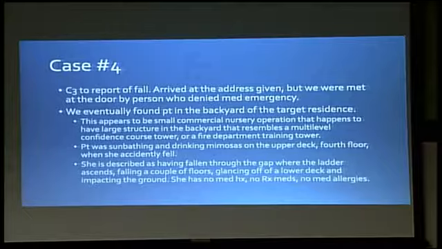It's a multi-level structure. It looks like they were described by fire as a multi-level confidence course tower or a fire department training tower. It's pretty big. And the patient was sunbathing, drinking mimosas on the upper deck, which is 4 stories up, when she fell. What she did was she stepped through the hole where the ladder comes up and went bumpity-bumpity-bump all the way to the bottom, hitting the lower deck, probably hitting the ladder, impacting the ground ultimately.